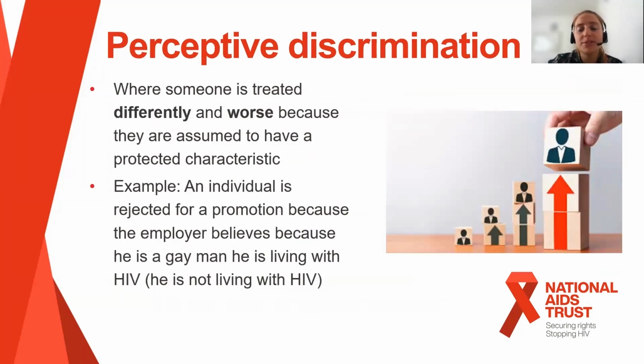So perceptive discrimination is where someone is treated unfairly and worse because they are assumed to have a protected characteristic. So an example is an individual is rejected for a promotion because the employer believes, because he is a gay man, that he must be living with HIV. But this type of discrimination is probably less relevant to our work because we tend to work with people who are actually living with HIV. But it's worth noting that in the example provided, that behaviour could amount to discrimination on the basis of sexual orientation, as well as perceptive disability discrimination.